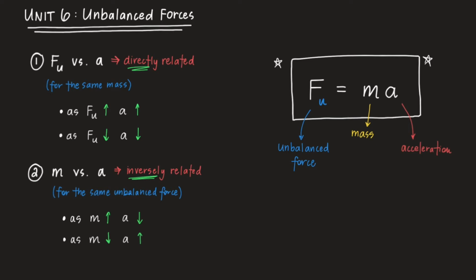These are our two relationships. So the harder you push something, the more it's going to accelerate, but if it has more mass, the less it's going to accelerate. So we're going to see an example of this right now, actually. We're going to see an example of this in the lab.